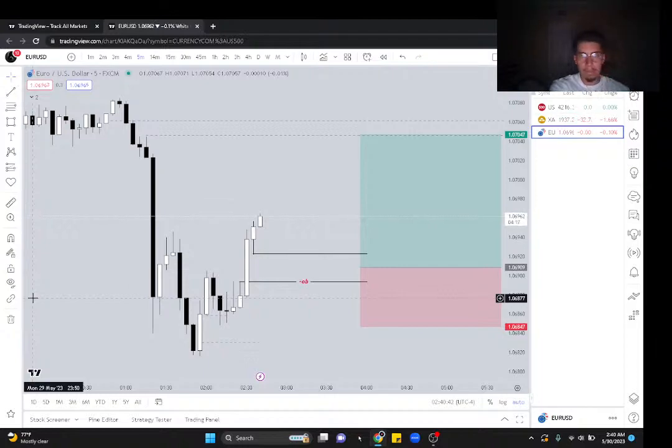Gold looks a little bit too choppy, honestly. It looks a little bit too choppy for my liking, guys. I wouldn't want to trade that.